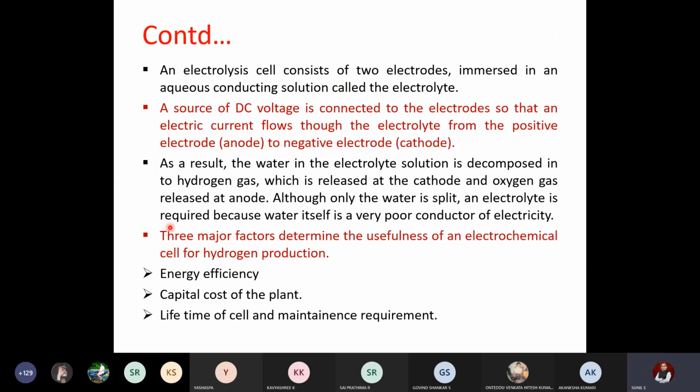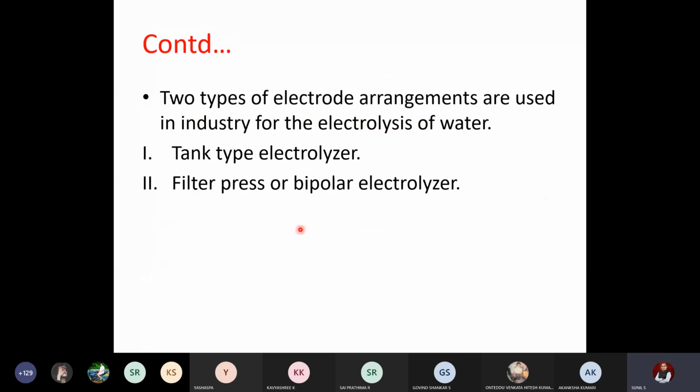So 3 parameters, as I told you, we have to consider. One is the energy efficiency. Second is the capital cost, and third is the lifetime of the cell. See, if the anode and cathode are getting exhausted every now and then, the maintenance cost will be more. So these 3 are the concerns with respect to this method.